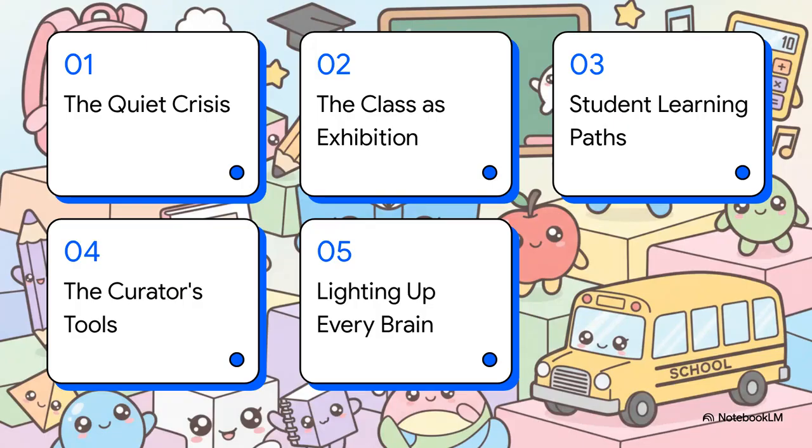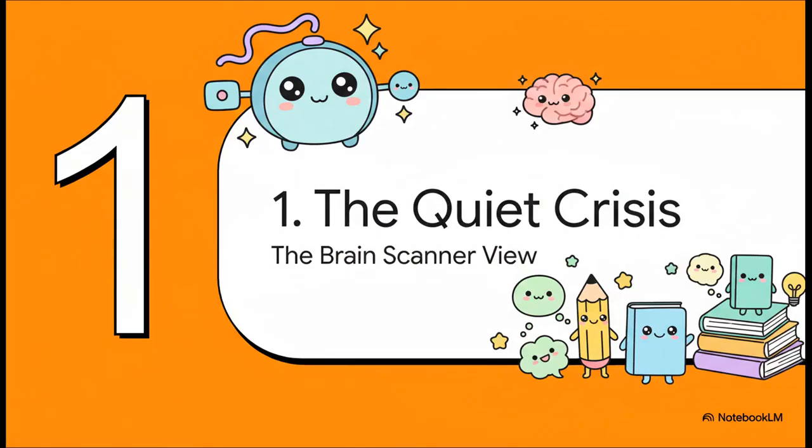All right, so here's our game plan for this explainer. First, we're going to look at what I call the quiet crisis that's happening in so many classrooms. Then we'll dive into this amazing class as exhibition model. We'll see how it creates these unique learning paths for everybody, check out the essential tools a teacher curator needs, and finally, see the incredible results. Let's get into it.